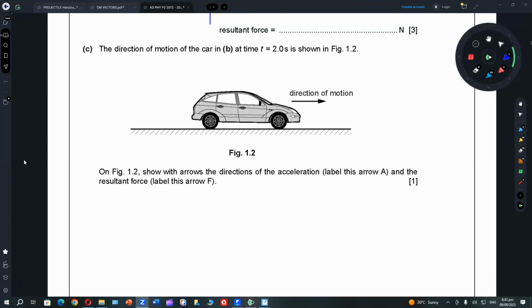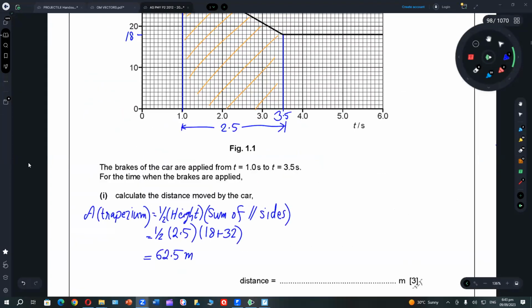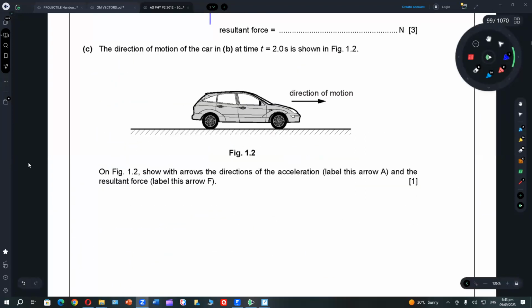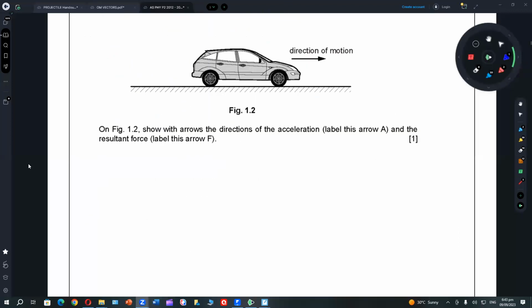The direction of the motion of the car in B at t is equal to 2 is shown in the figure. Show with arrows the direction of the acceleration, label the arrow. So he's asking for time t equal to 2. This is when the car is braking. As the car is applying the brakes, my answer is also coming negative. So should I show force and acceleration are always in the same direction? So what about the force? Force is forward or backward?